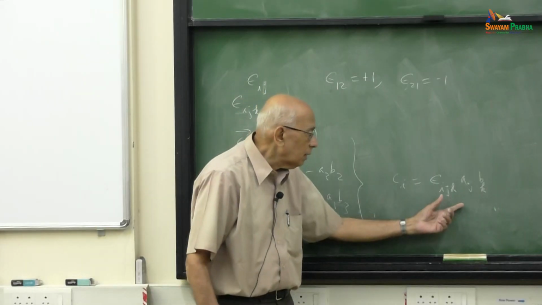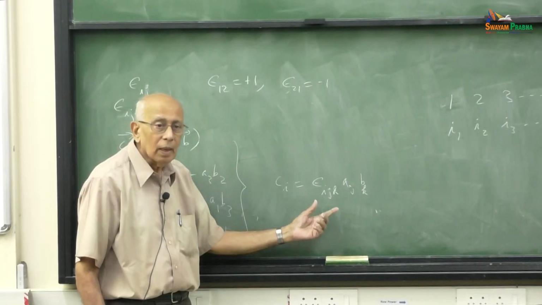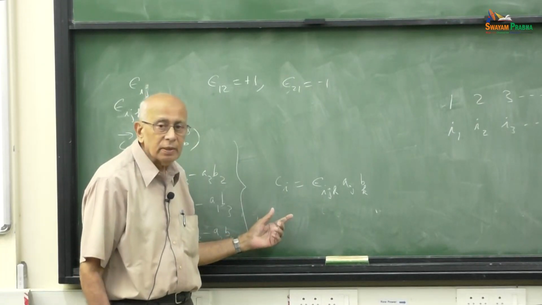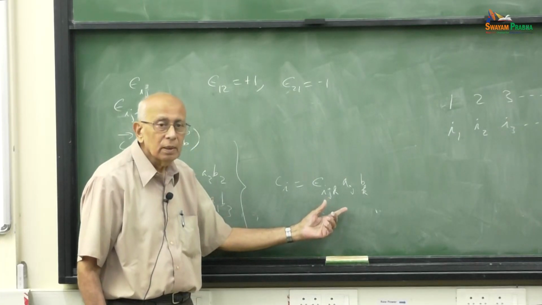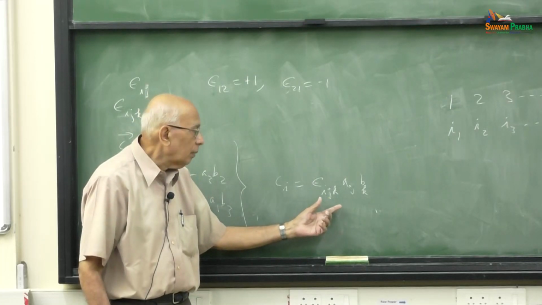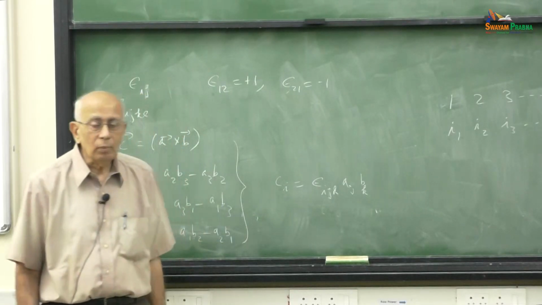What are the free indices on the right hand side? I. What's the free index on the left hand side? I. There's only one free index, so what sort of object is this? It's a vector. And where are the dummy indices? J and K. So you have to sum over J and K.